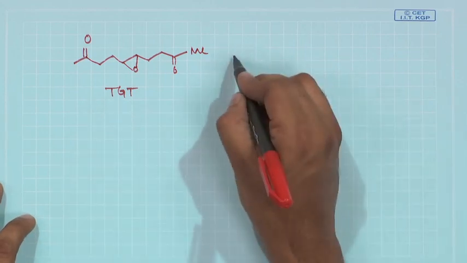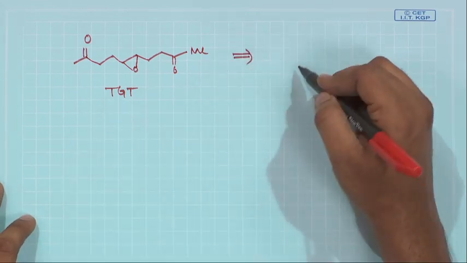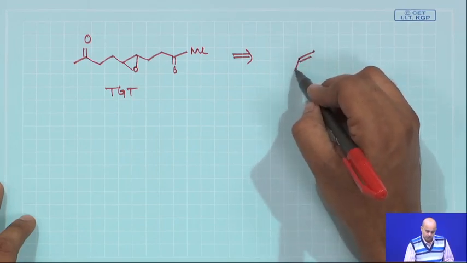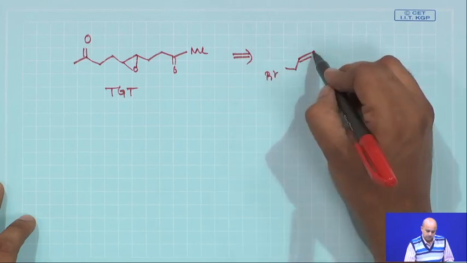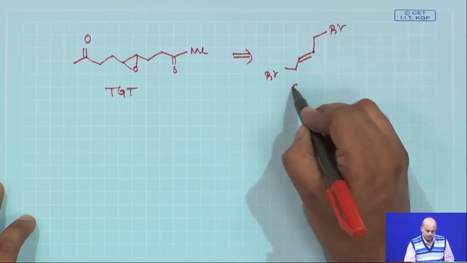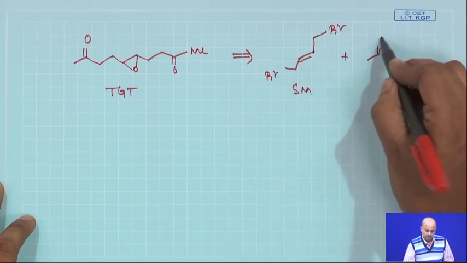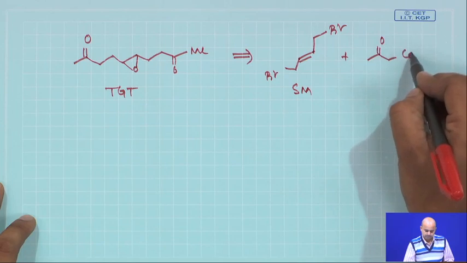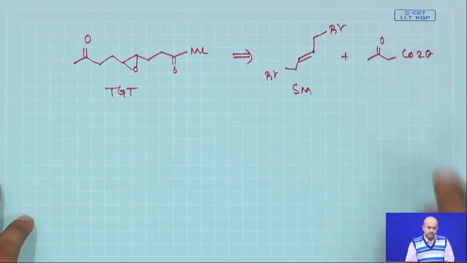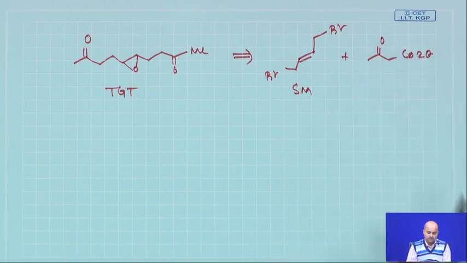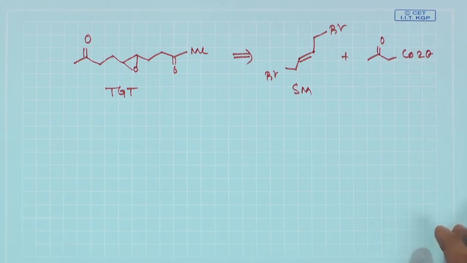A target molecule is this, and I say this target molecule can be accessed from this starting material with this CH3CO, CH2, CO2Et, right. Now, actually this seems to be simple.